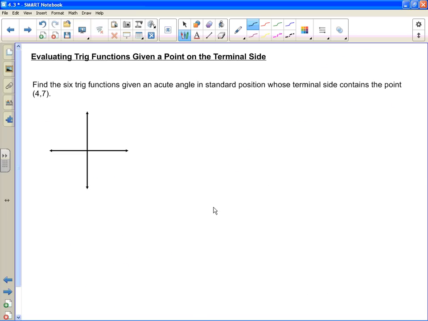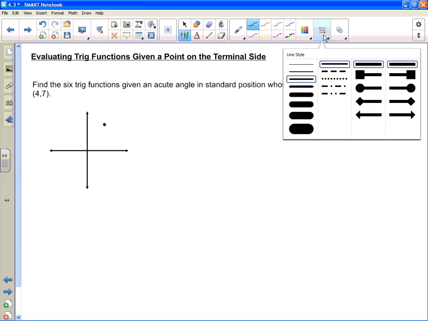Evaluating trig functions given a point on the terminal side. So what this is saying is find the 6 trig functions given an acute angle in standard position whose terminal side contains the point 4, 7. Well, 4, 7 is somewhere around here, where I would go right 4 and up 7.